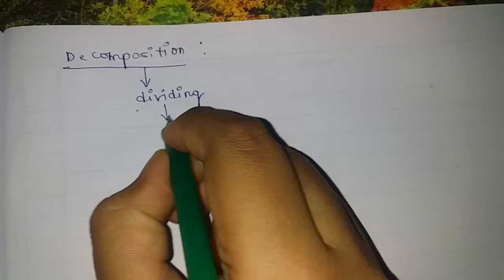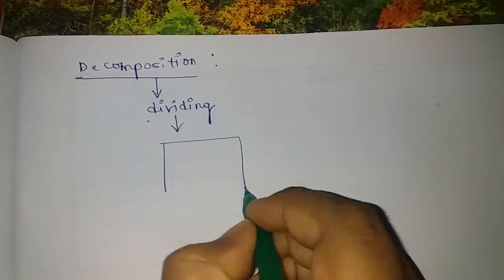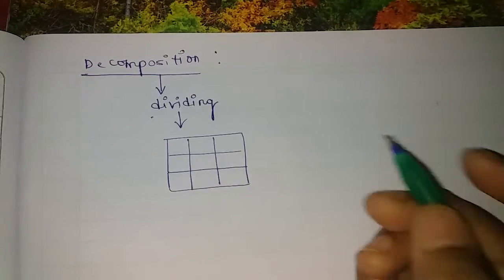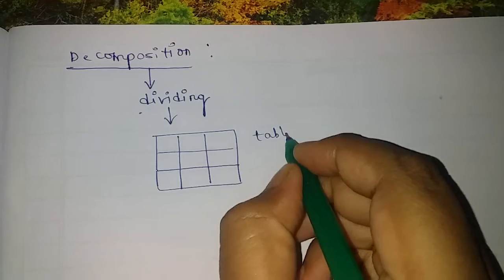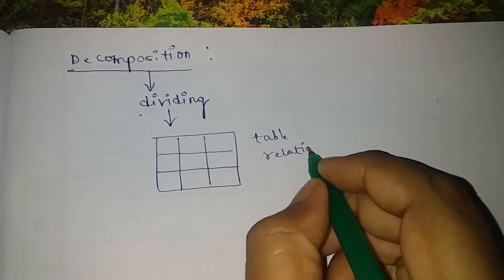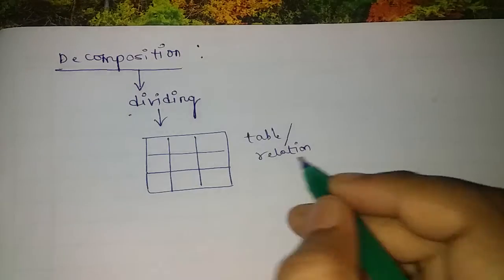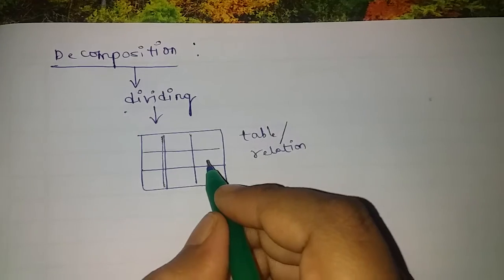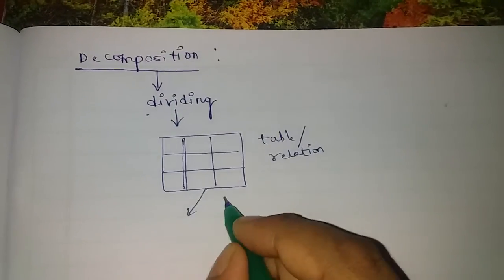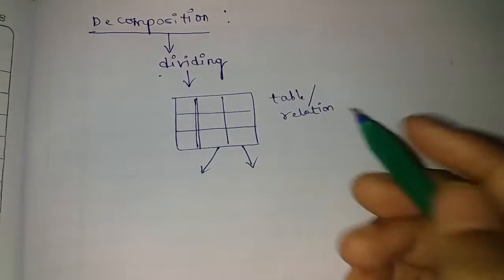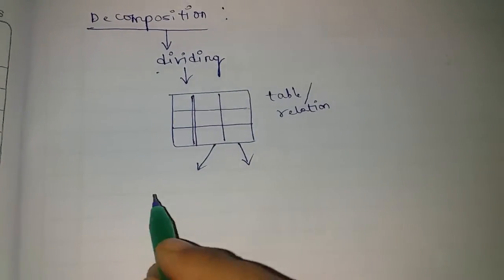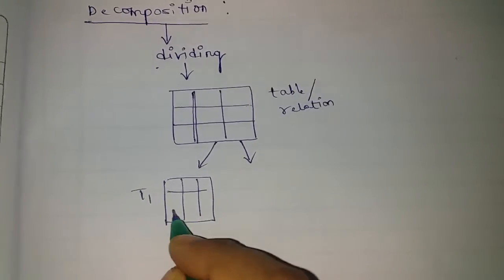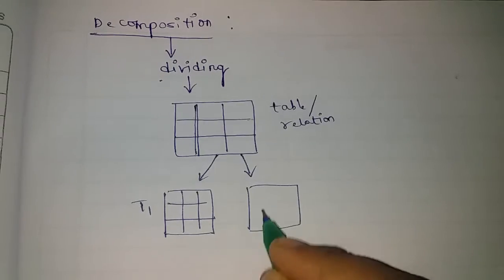Whatever the table is there. Okay, this is the original table. Table or relation, both are the same. Whatever the table is, we have to divide the original table into two tables. This is table 1 and this is table 2.